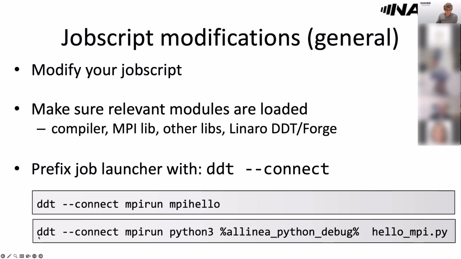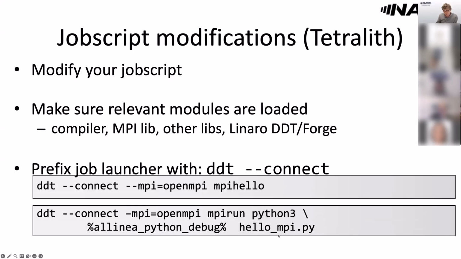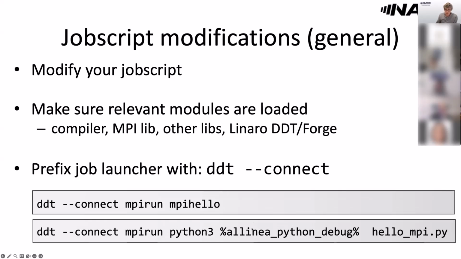If you have a Python application, normally the recommendation is to start Python by mpirun python3 and then the name of your Python script. You have to put that string here in the middle. You see it's still named Allinea. And you prefix ddt --connect. So it's marginally less convenient than for C and Fortran, but it's not a big deal. You just have to remember to put that thing here.